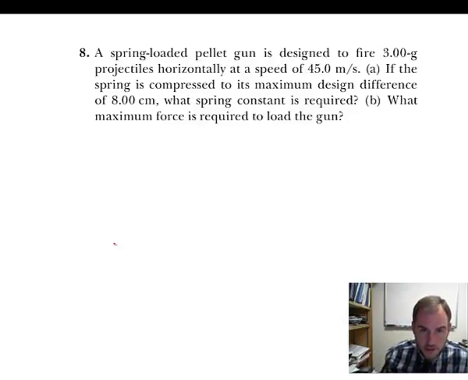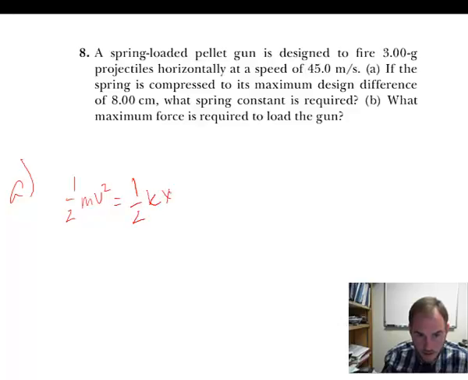We have a spring-loaded pellet gun. We're going to fire a 3-gram projectile at a speed of 45 meters per second. The spring is compressed to its maximum design distance of 8 centimeters. What spring constant is required? Well, we want to make sure that the kinetic energy we're going to get for the mass comes from the spring potential energy.